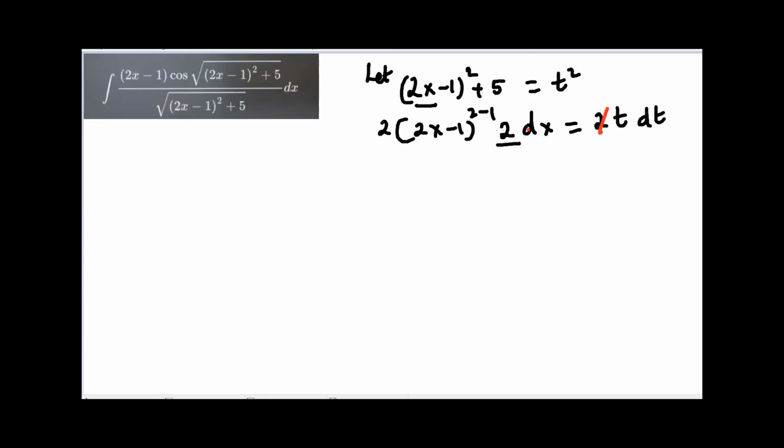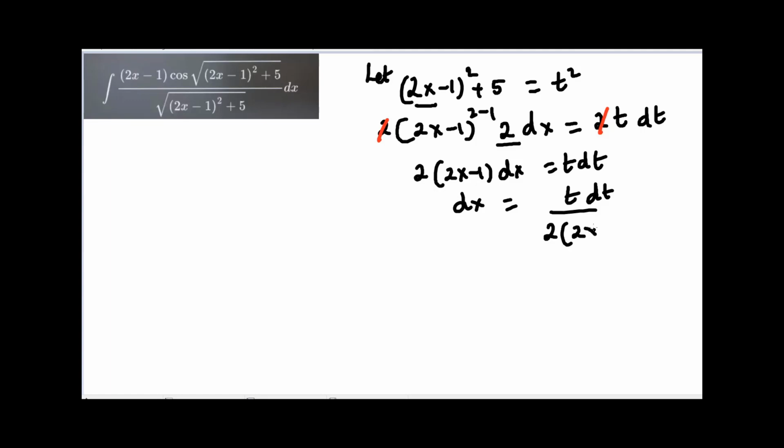So you can cancel the 2 here. So this is rewritten as 2 times (2x minus 1) times dx is equal to t dt. Now I need only dx, so dx is equal to t dt divided by 2 times (2x minus 1). So we need to extract the value for 2x. So I'm going to do that over here.